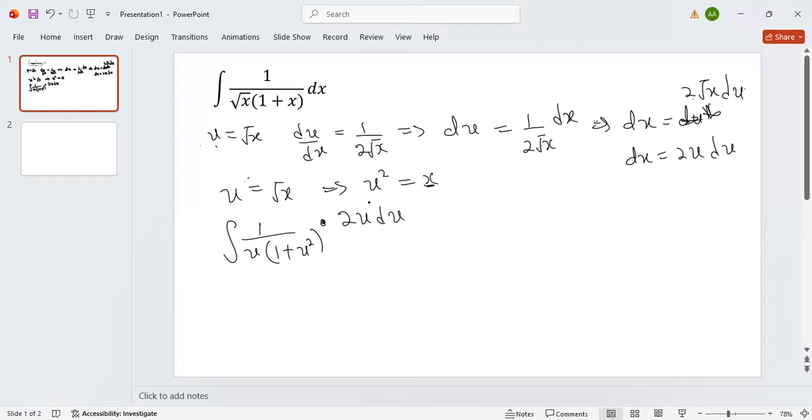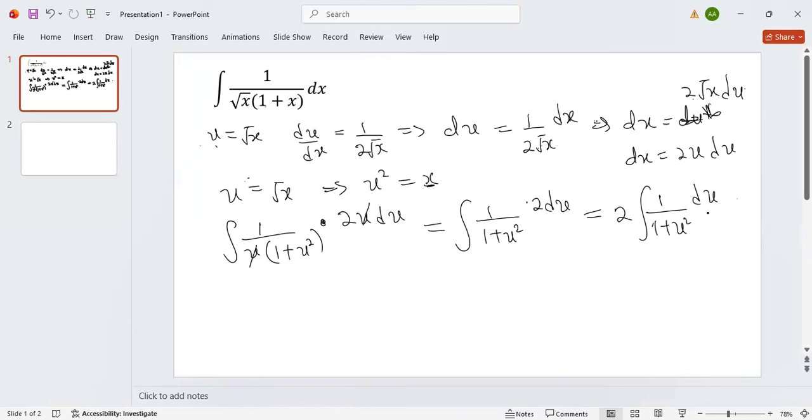From here, this u is going to cancel this u, and I'm going to have the integral of 1 over 1 plus u squared multiplied by 2 du. Now, 2 is a constant, which means I can bring that out of my integration. So this will be 2 times the integral of 1 over 1 plus u squared du.